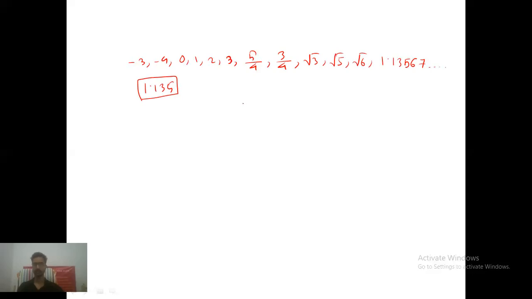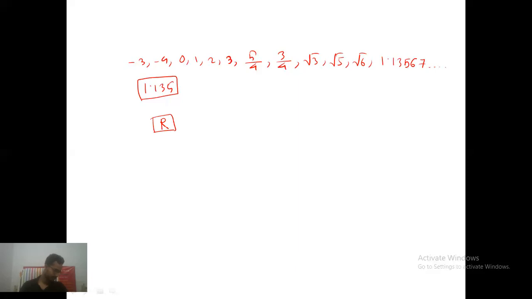So real numbers are actually the combination of all the numbers except the imaginary numbers. Clear? So these are the real numbers. You can also write that the collection of real numbers is denoted by capital R. Okay, real numbers are denoted by capital R.